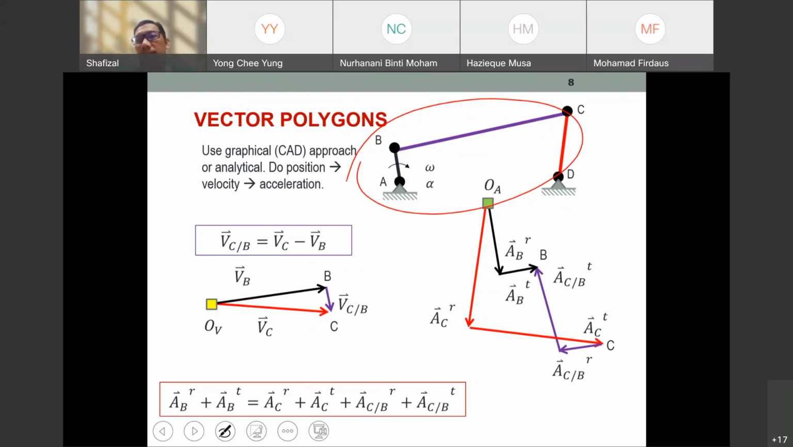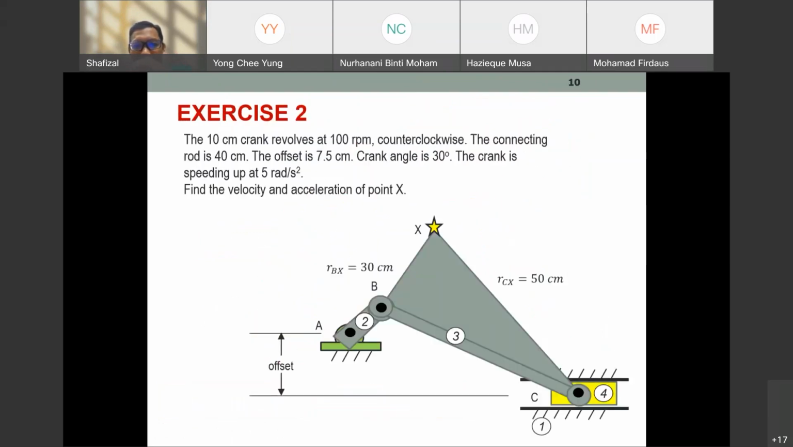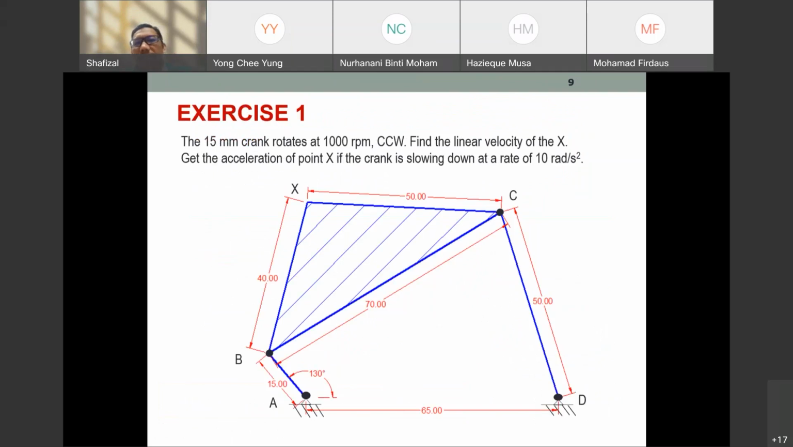Meaning that you have different options. We have different types of methods, so we can just choose which one is better for you. For me, you can try this at home if you want to. At least as long as you know that there is a method using vector polygons. For me, I'm not very good in these vectors. So you can do this if you want to. If you don't want to, you can choose other methods. You can try this exercise.